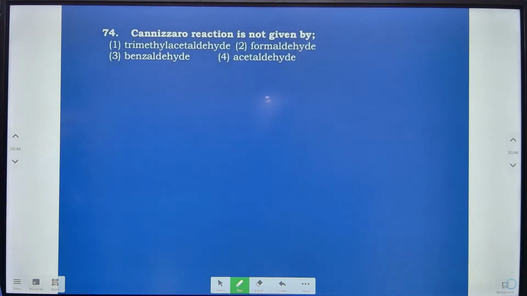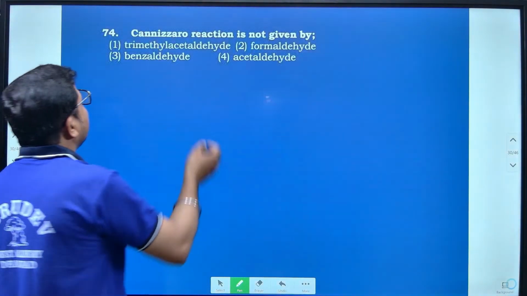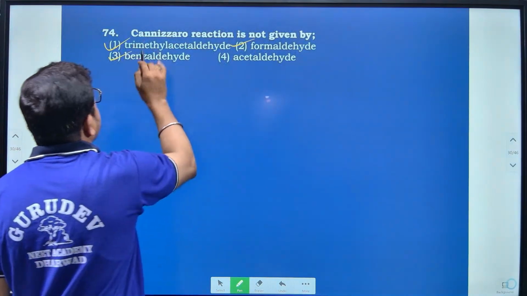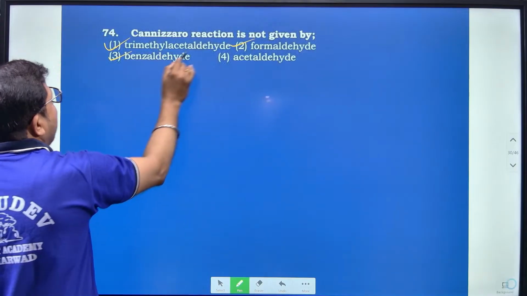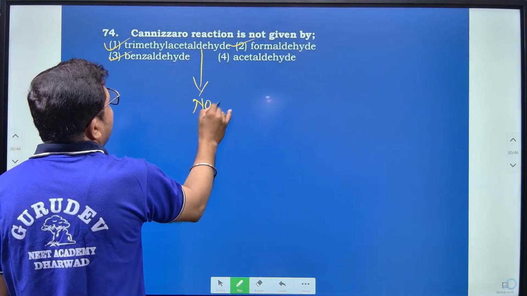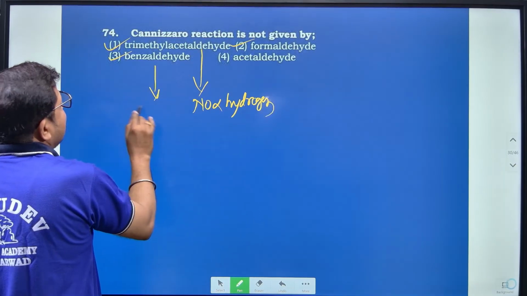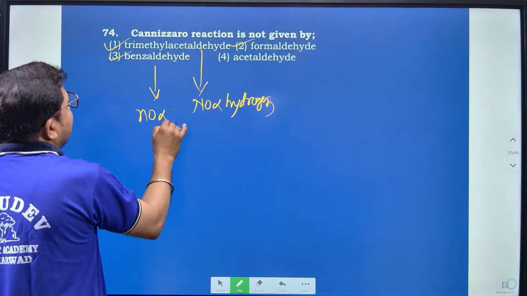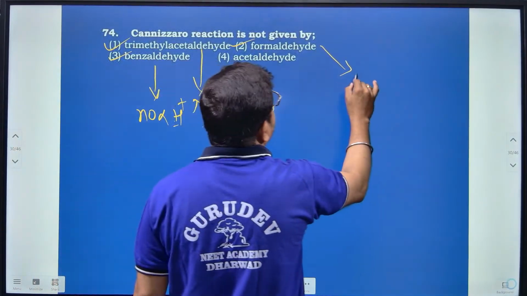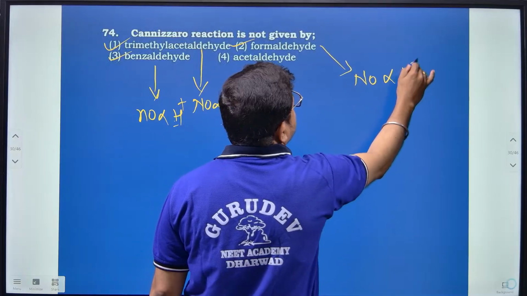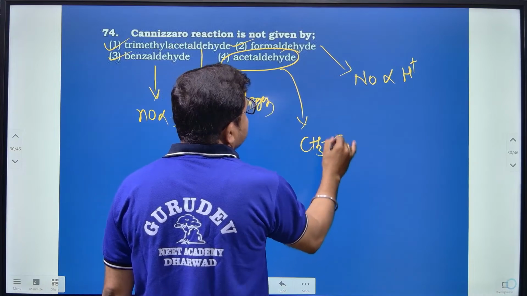Next, move to question number 74. The Cannizzaro reaction is not given by... Simple. See, first option, second, third. The first option is trimethyl acetaldehyde, no alpha hydrogen atom. In benzaldehyde also, no alpha hydrogen atom. Next, in formaldehyde also, no alpha hydrogen atom. The only one is acetaldehyde, which contains CH3 C double bond O.